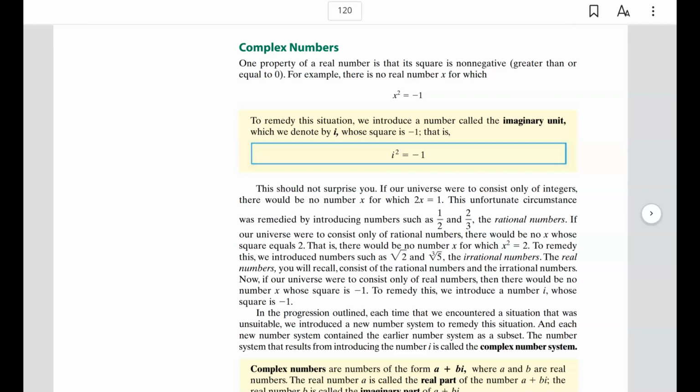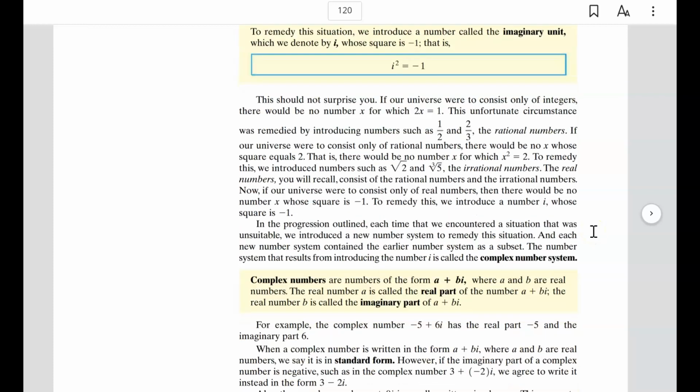All right, so this is part 2 of section 1.4. So getting back to the book here, the imaginary unit is denoted as i, and we define it as that number which, when squared, gives you -1. All right.